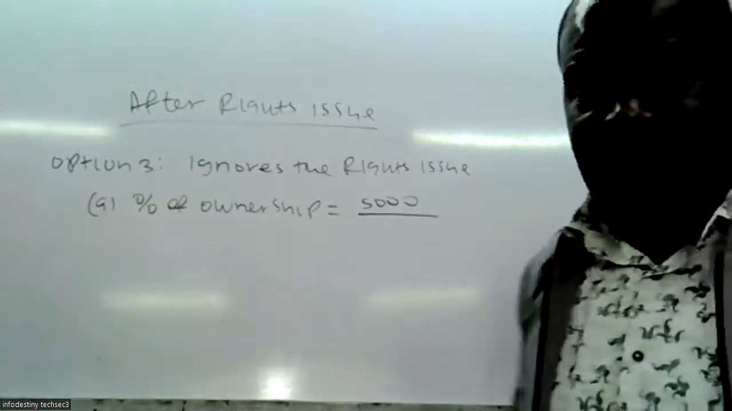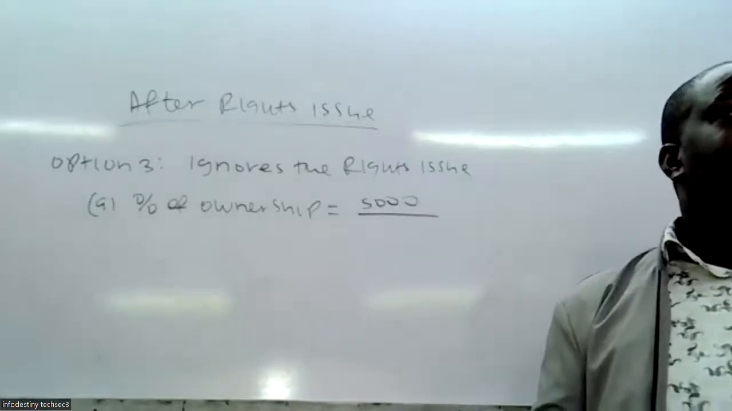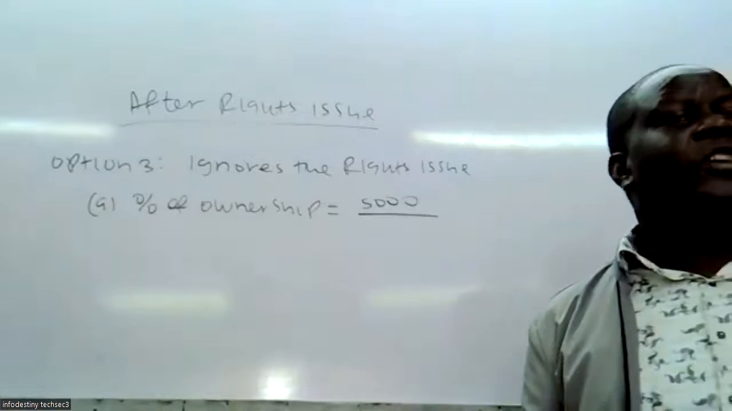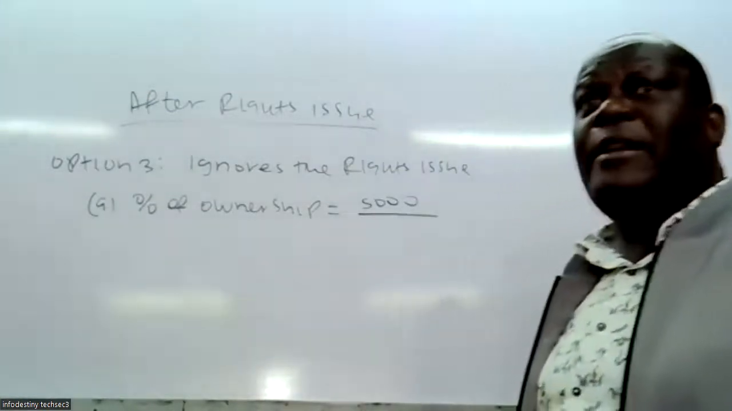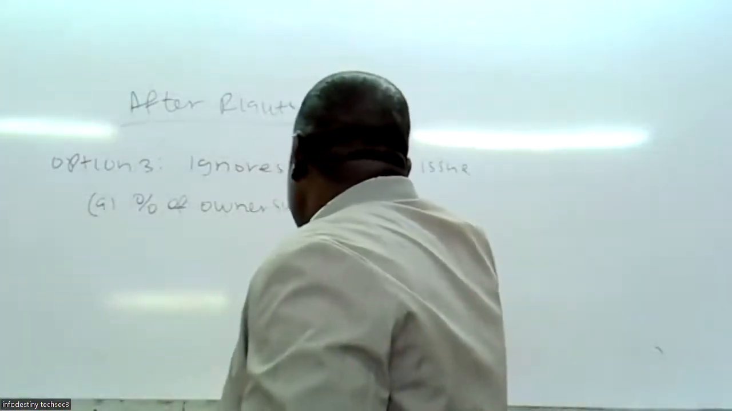Then you have heard about the right issue. Even if you don't buy your shares, because the company must raise the required capital, other shareholders will buy your shares. So total shares in the company after the right issue will still remain 12.